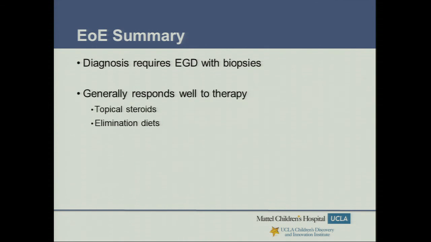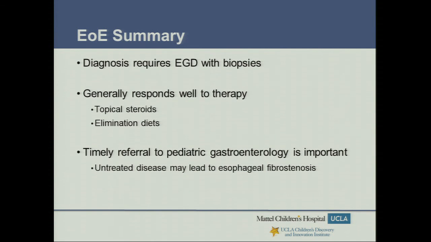Diagnosis does require an EGD with biopsies, and fortunately most patients respond well to therapy, either therapy with topical steroids or an elimination diet. And I would argue that timely referral to pediatric GI is important because these patients can go on to develop fibrostenotic disease if they're not picked up and treated soon enough.